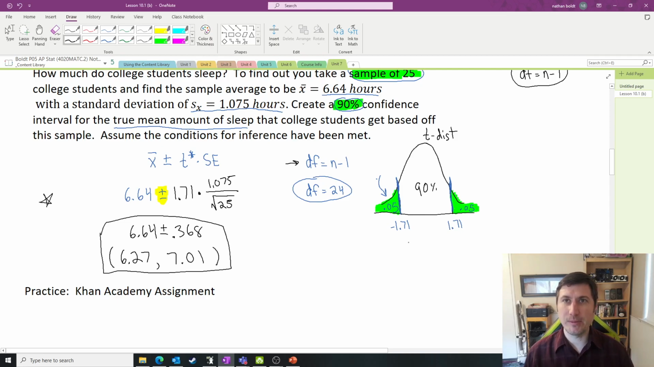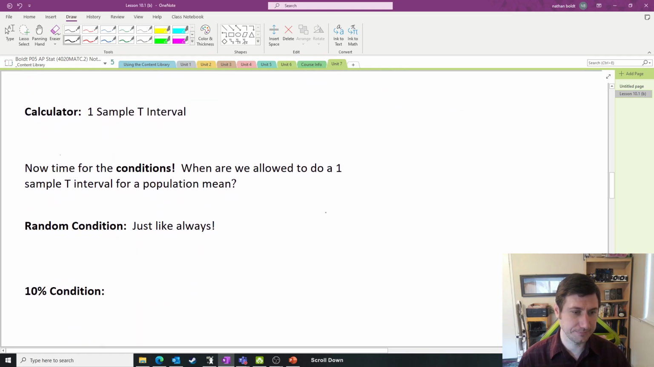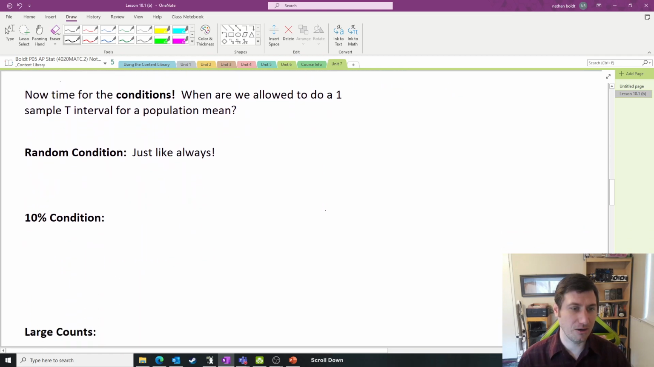All right, a little bit more to do, a little bit more to talk about, but hopefully the calculation, actually finding the interval, makes some sense, okay? Now we got to fill in everything else. So the one thing I want to talk about here today, the last thing, are the conditions. Okay, the conditions.